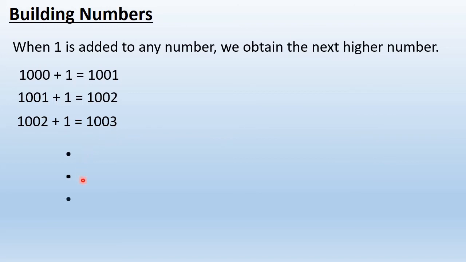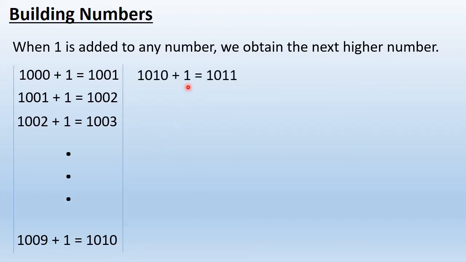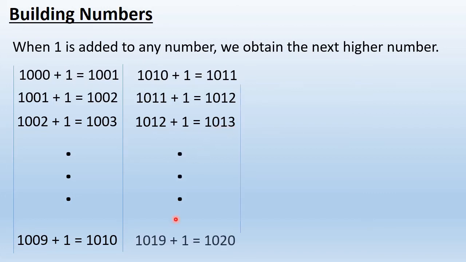If we keep on adding 1 to the next higher number, we will get next higher and higher numbers. That is, when we add 1 to 1009, we get 1010. And when we add 1 to 1010, we get 1011. 1011 plus 1 is 1012. 1012 plus 1 is equal to 1013, and so on. If we add 1 to 1019, we get 1020.